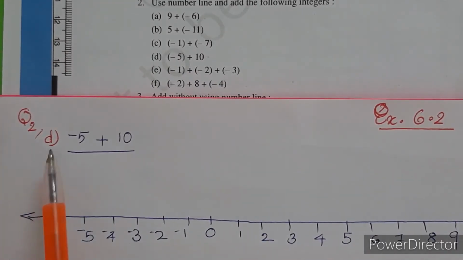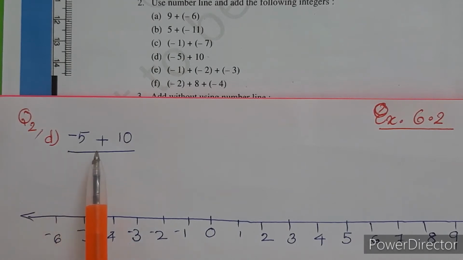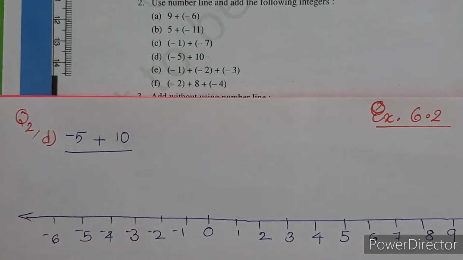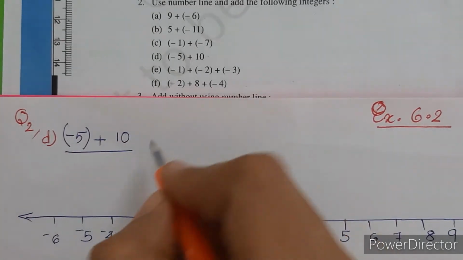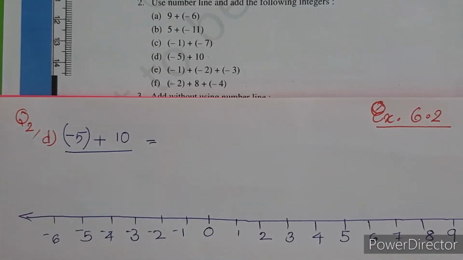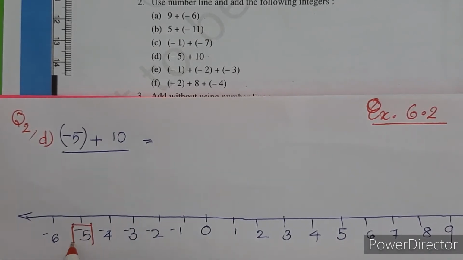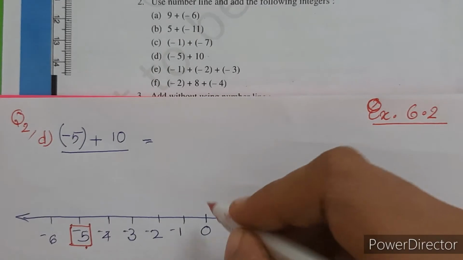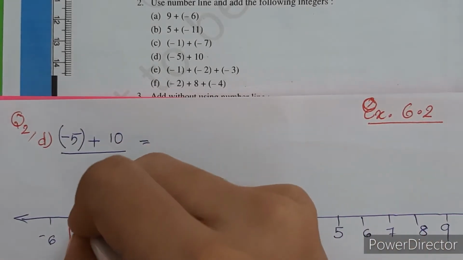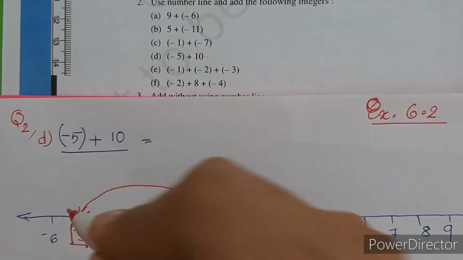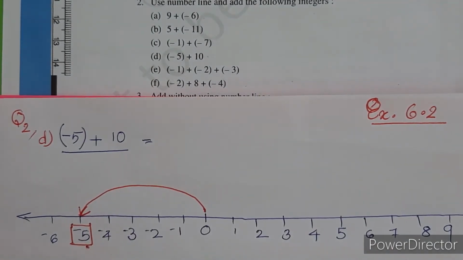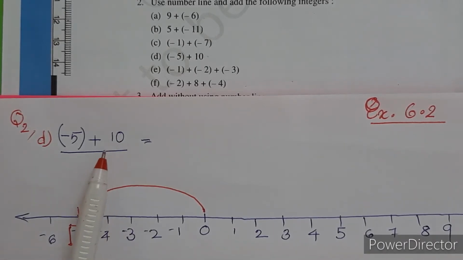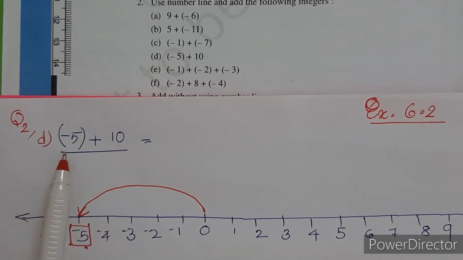Coming to D part. The question is minus 5 plus 10. So that is the question. Okay. So we can move to the number line, right? So first digit is minus 5. First we can plot the minus 5 from 0. So this is minus 5. We can plot from 0 to minus 5. So we can reach the first point, that is minus 5. Okay, the first part is already finished. Then second, that is plus 10. We can add 10 to minus 5.